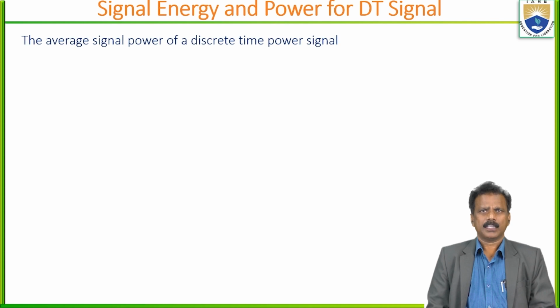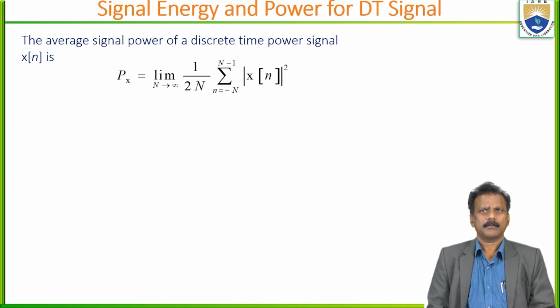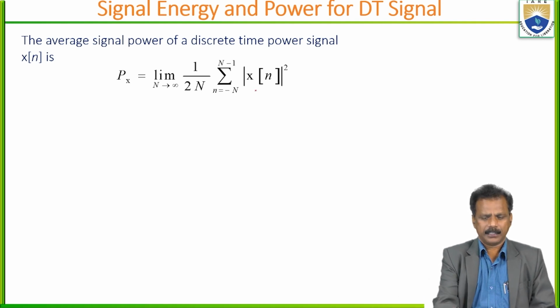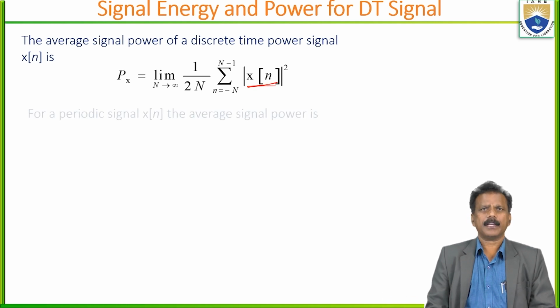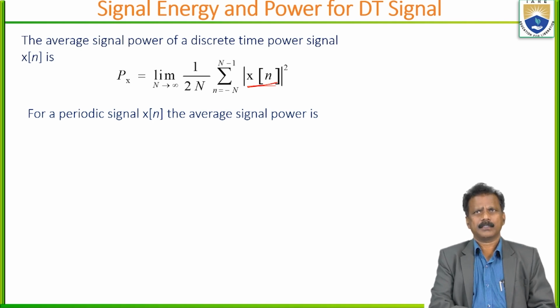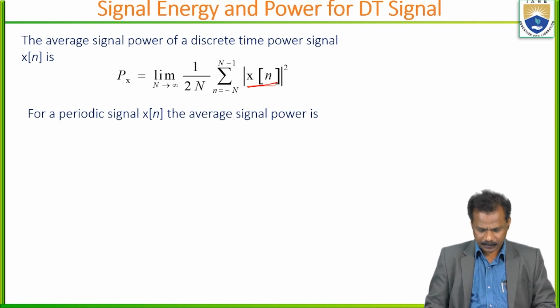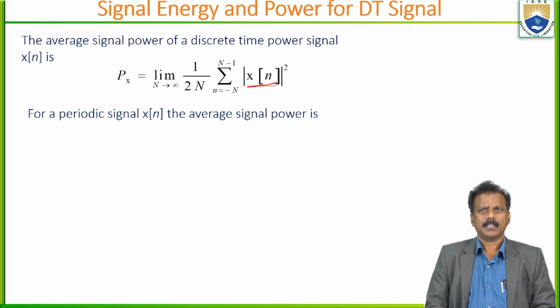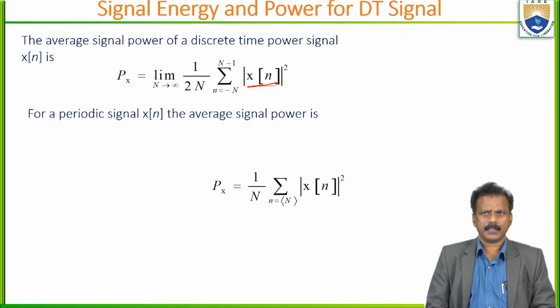The average signal power of a discrete time power signal x of n is mathematically represented as Px is equal to the limit as N tends to infinity of 1 by 2N into the summation from n equal to minus N to N minus 1 of mod x of n squared. For a periodic signal x of n, the average signal power is Px is equal to 1 by N, the summation over N of mod x of n squared.